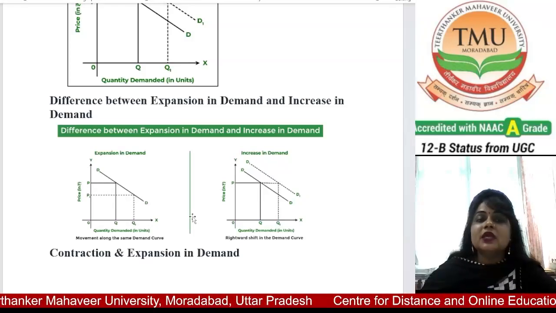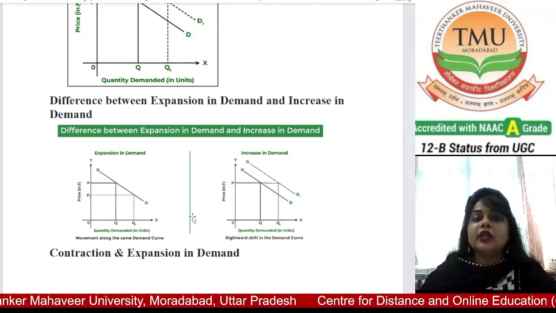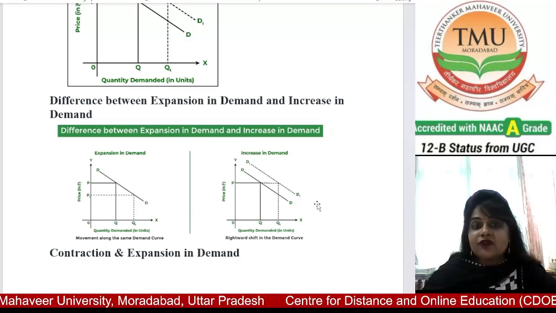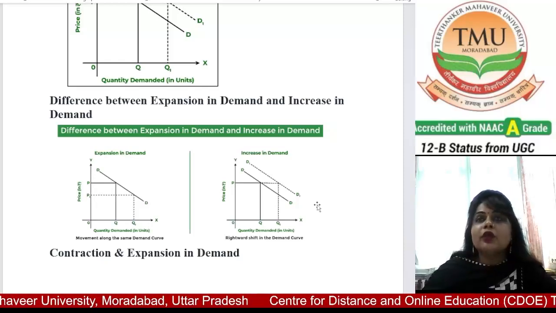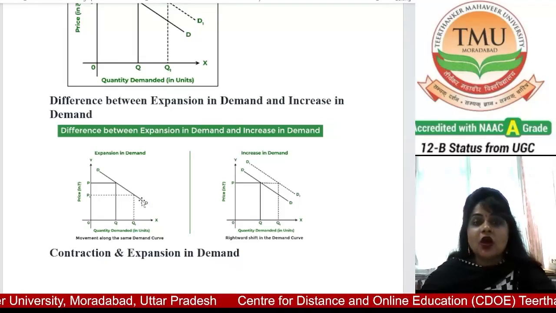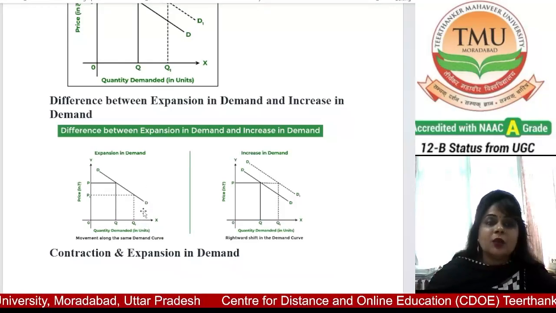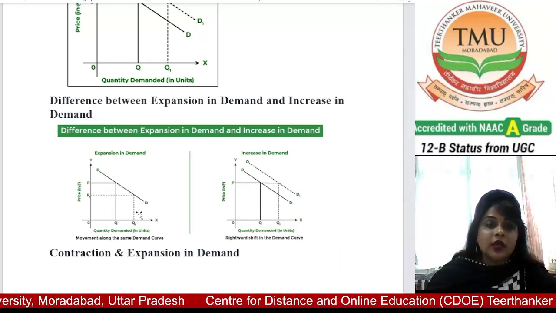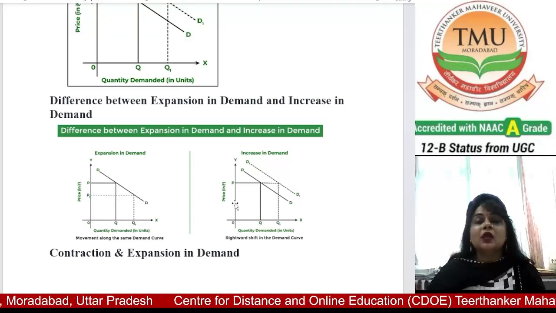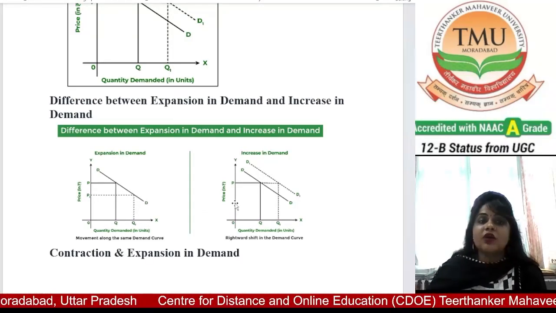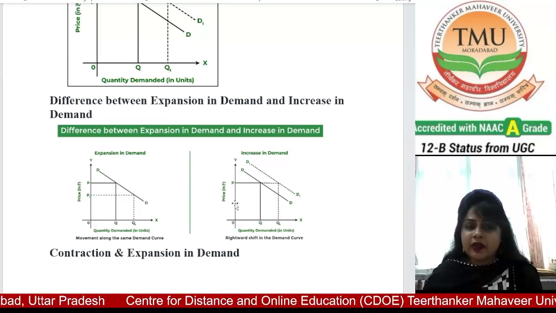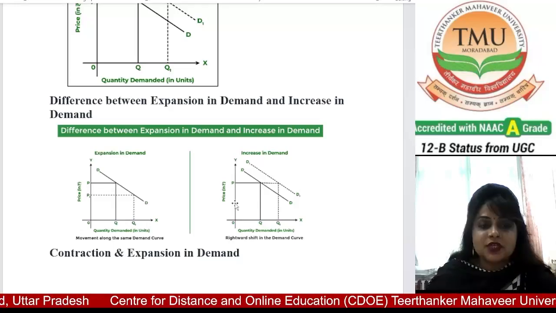In expansion of demand, there is a negative price effect. Demand for a commodity increases when its price falls, while in increase in demand, there is no price effect. Demand for a commodity increases at the same price level. What is the reason for expansion? The demand for a commodity expands because of a reduction in its price, as you see in the figure. But what is the reason for the increase in demand? The demand of a commodity increases because of a favorable change in other factors, such as a decrease in the price of complementary goods or an increase in the price of substitute goods.